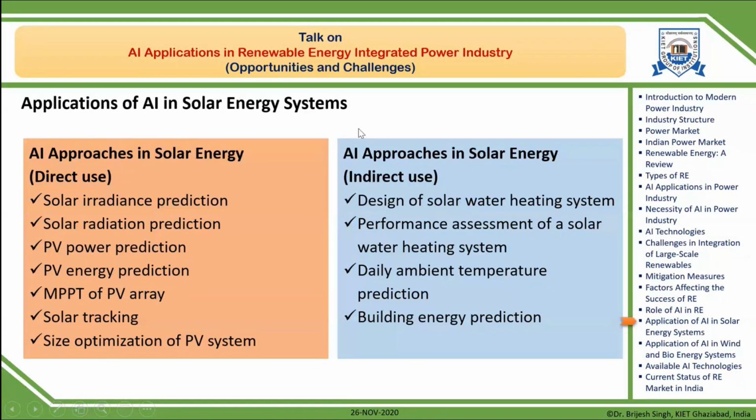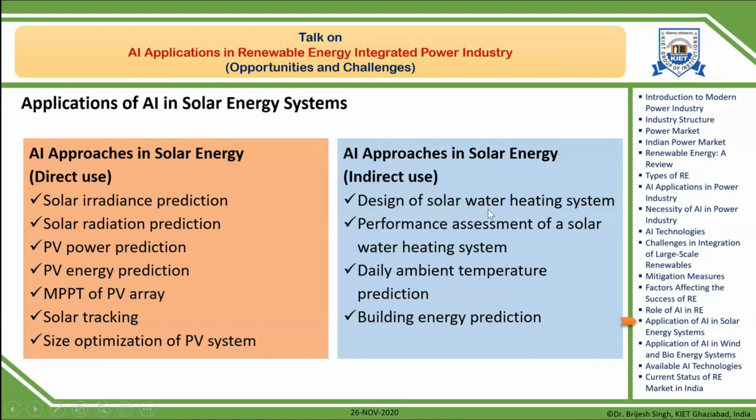Here I have taken only three examples: solar, wind, and biomass, to show which kind of problems we can apply AI to. I have covered only these here. AI approaches solar energy directly through solar irradiance prediction. You can apply radiation prediction, PV power prediction, PV energy prediction, MPPT of PV array, solar tracking, and size optimization of power systems. So AI can be used directly in solving these kinds of problems.